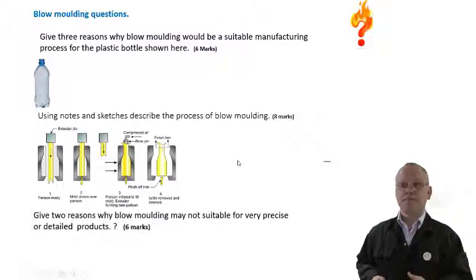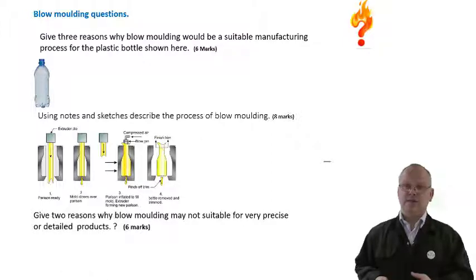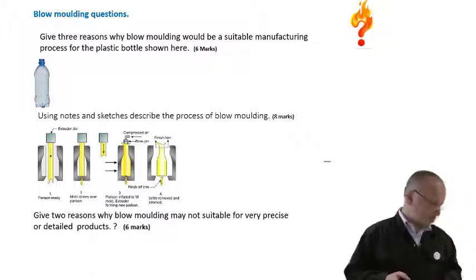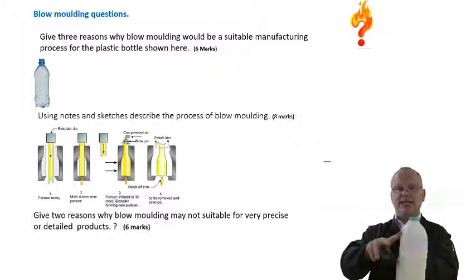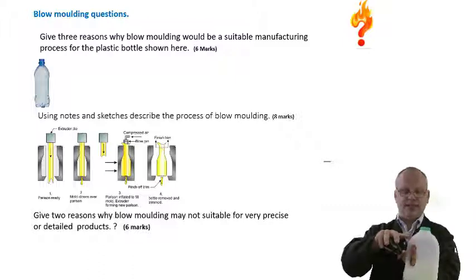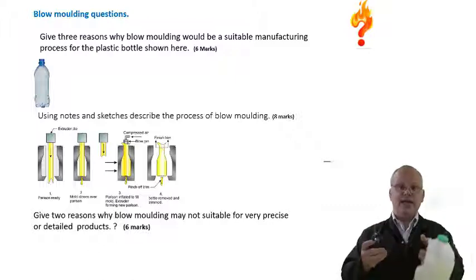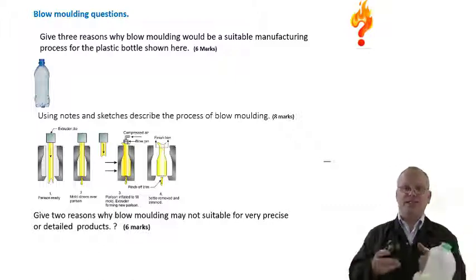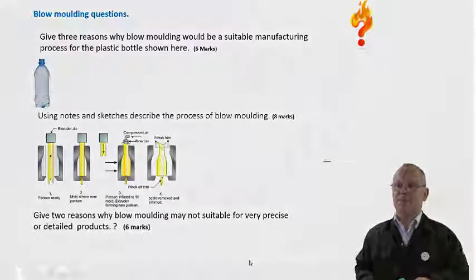But you need to be able to sketch those. Okay, we've got two reasons why blow moulding may not be suitable for very precise or detailed products. Now that's because, if you think about it, very thin wall thickness, often flexible materials, they don't take up the detail that would allow you to do sharp edges. Also, because of the sort of material and the thin wall thickness, it wouldn't be suitable for parts that have to be snapped together or slotted together because they're too flexible, it would come apart.